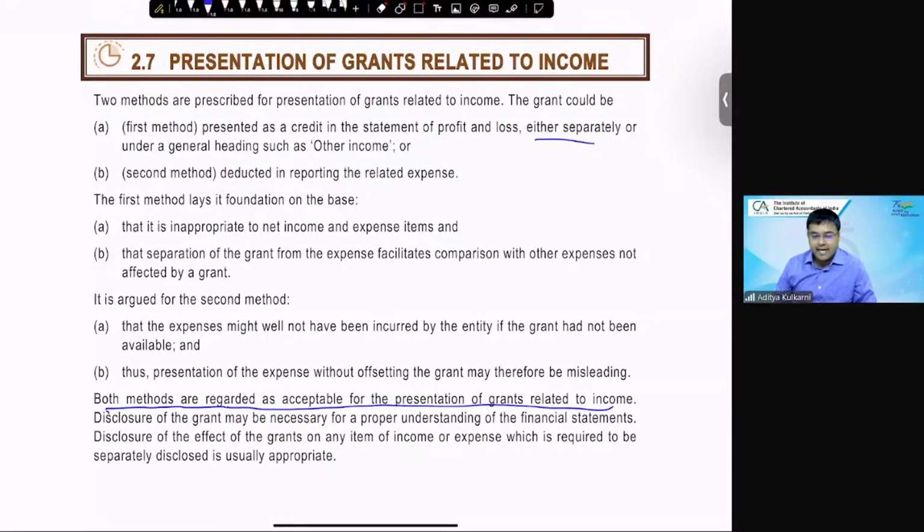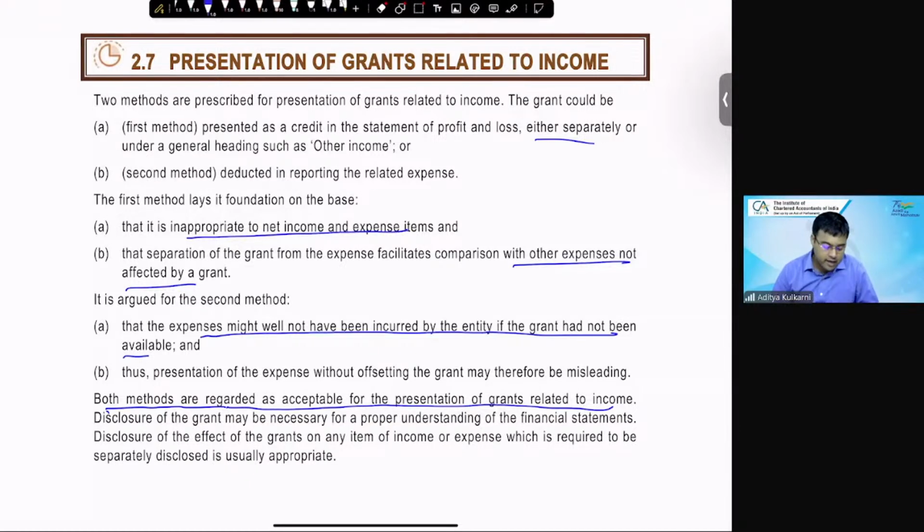In the case of the second method, where I net off, what is the reasoning? The reasoning is that the expenses which I have incurred, I would not have incurred if the grant had not been received. The grant was received, that is the reason you are incurring this spend. So ideally, netting off would be ideal. Expenses might well not have been incurred if the grant was not available, and thus presentation of expense without offsetting the grant may therefore be misleading. Are we okay to understand?